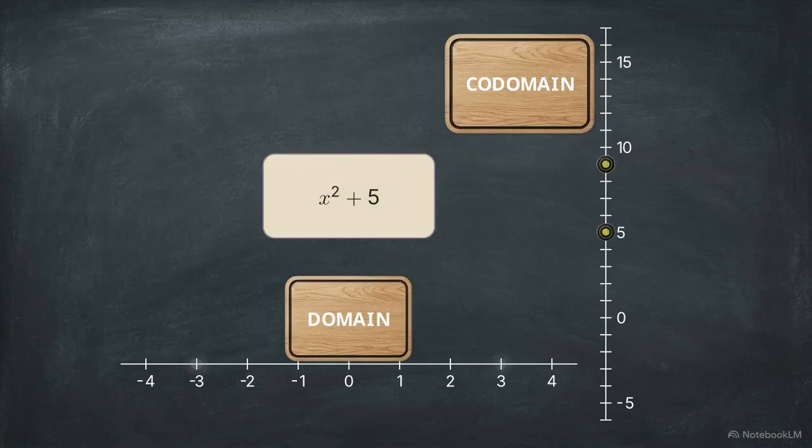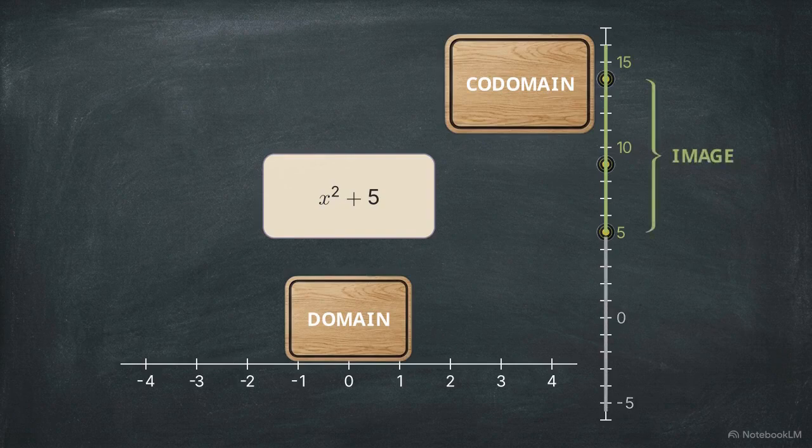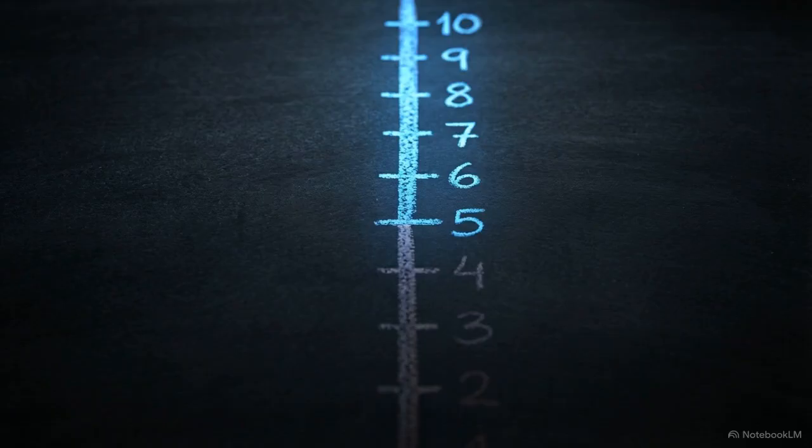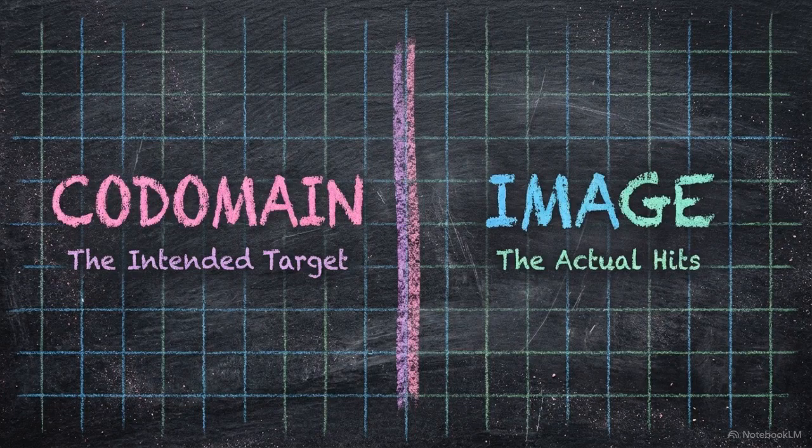down. Watch what happens as we run the numbers through our rule. Because squaring any real number always gives you a non-negative result, and then we add 5, our actual outputs, the image, will only ever land on the number 5 and higher. The entire bottom half of our target stays perfectly clean. We aimed at the entire vertical number line, but the math dictated that we could only ever strike the upper half. That gap is exactly why we have to treat the codomain and the image as 2 entirely separate ideas.